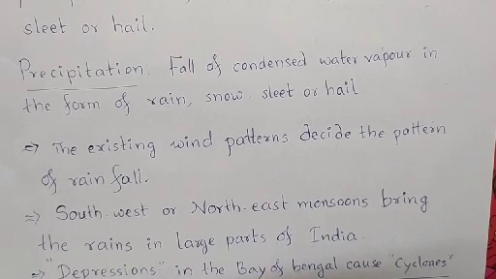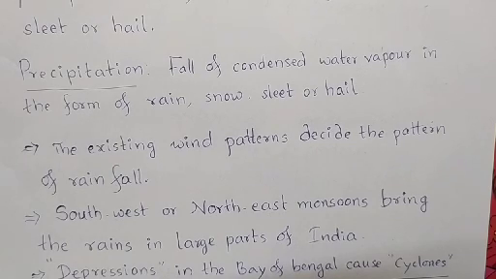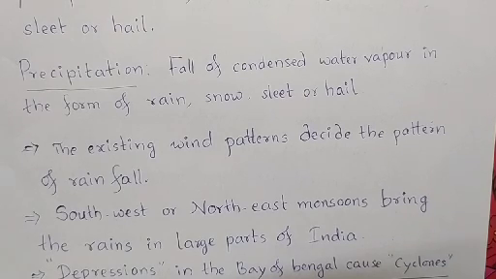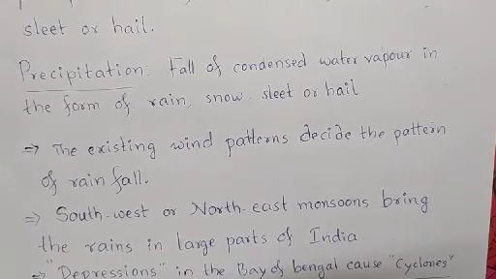How is the pattern of rainfall decided in any region, especially in our India? The existing wind pattern, from which direction to which direction wind is generally blowing in a large way, decides the pattern of rainfall. In most parts of India, southwest monsoons or northeast monsoons bring the rains. For the southern region, that is Kerala, Tamil Nadu, Andhra Pradesh, Karnataka, and all these regions until Odisha, including a little of MP, up to the center of India, the southwest monsoons, which generally start coming during the month of June, bring the rains.